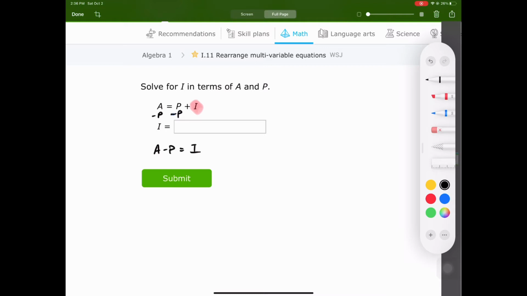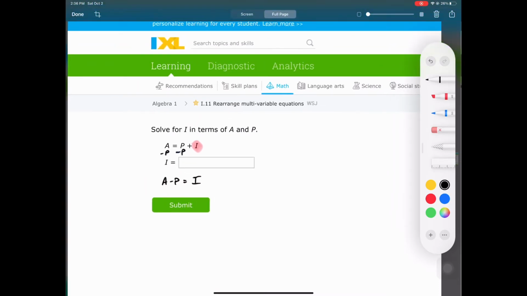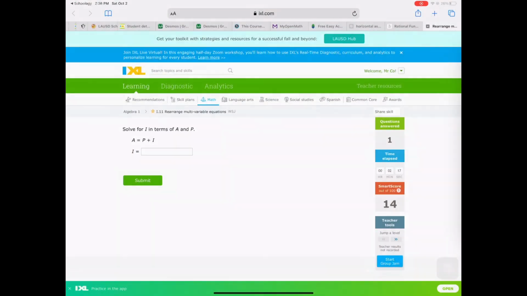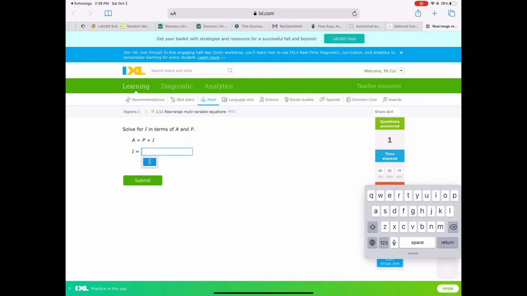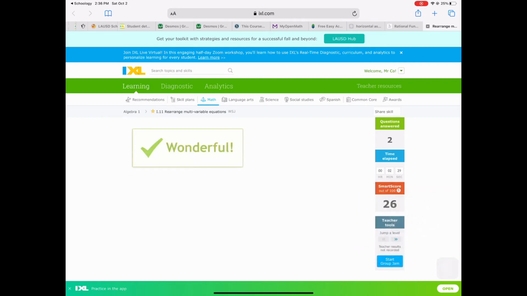So the goal is just to get the variable alone. If this was numbers, we would combine the numbers, but in this case, we don't know what the numbers are, so it's okay. Leave them alone. That's fine. All right, let's go ahead and plug this into IXL and accept our reward. So I is equal to A minus P. All right, here we go.